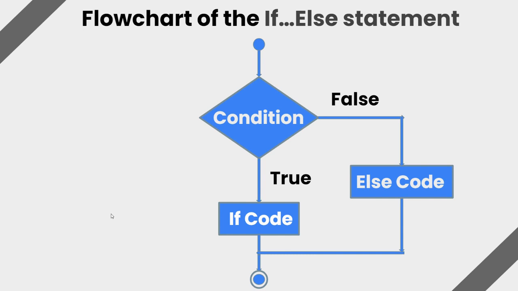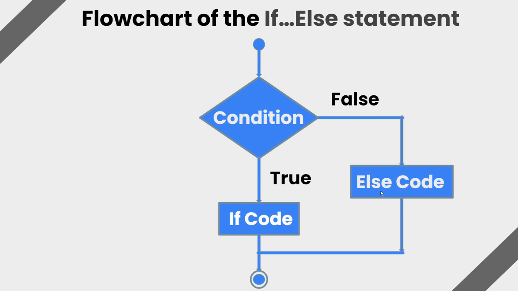So here we have the flowchart of the if else statement. As you can see, we have our starting point right here. From this starting point, the flow of the program gets to where the condition is. Now, as I explained before in the last flowchart, if the condition here is true, the if code would execute. That's the code in between the curly braces close to the if. But if this condition is not met and it's false, the else code would execute.